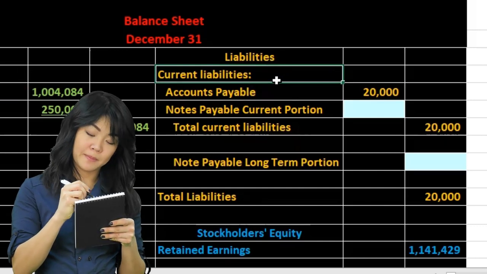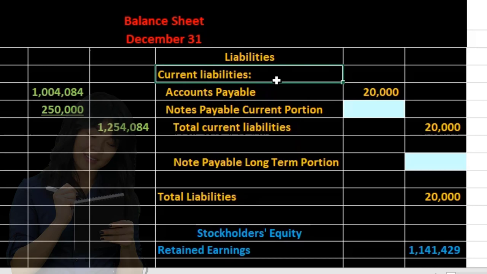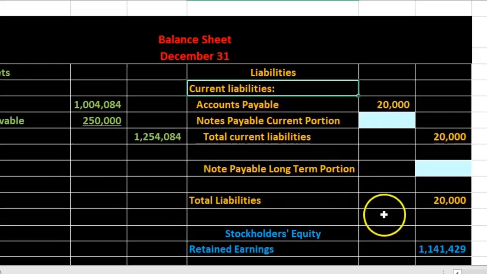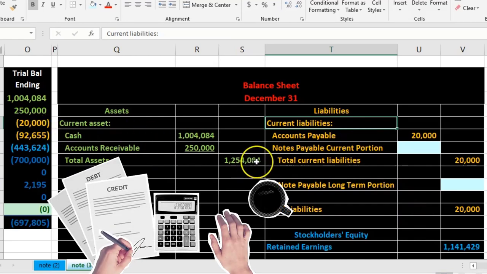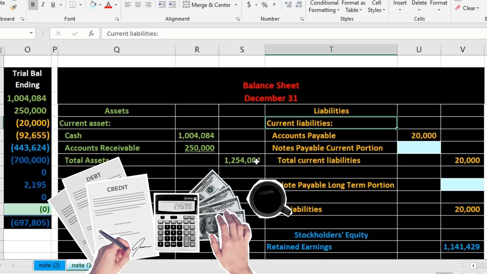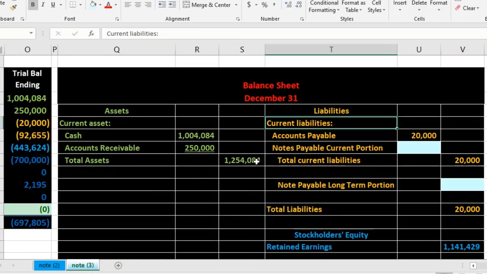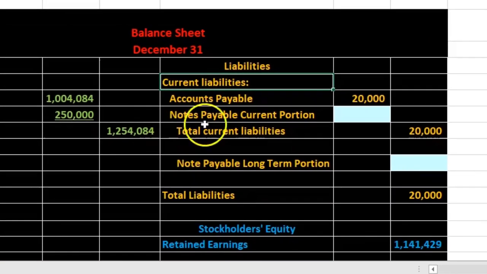So there's a few different ways we could do that. In this format, we're just going to say that we're going to have one account on the trial balance, and then we'll fix it when we get to the financial statements, rather than having two accounts on the trial balance. So before I get any more depth into that, let's just take a look at the financials.